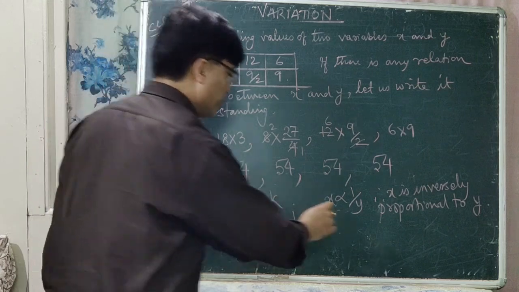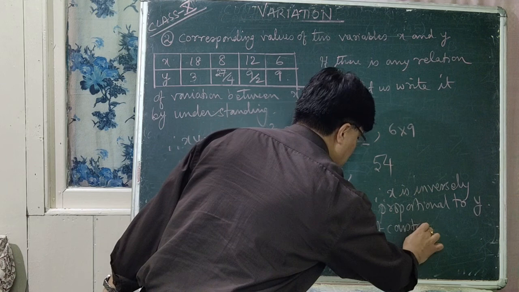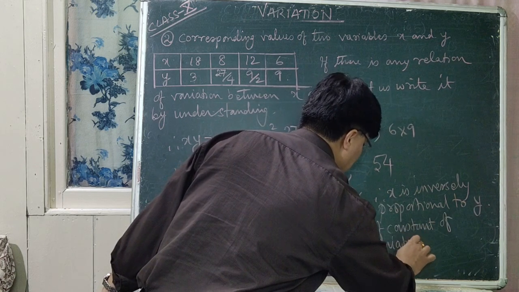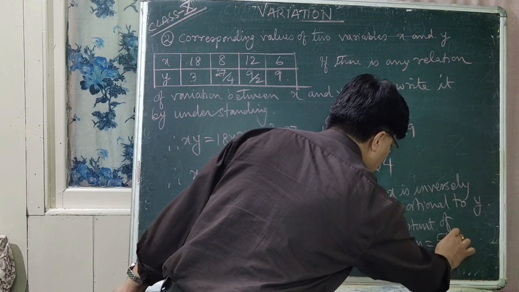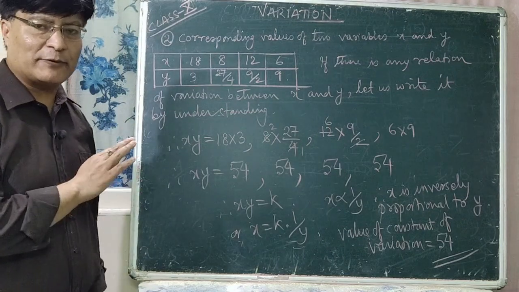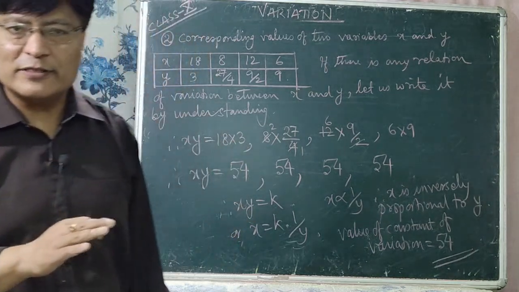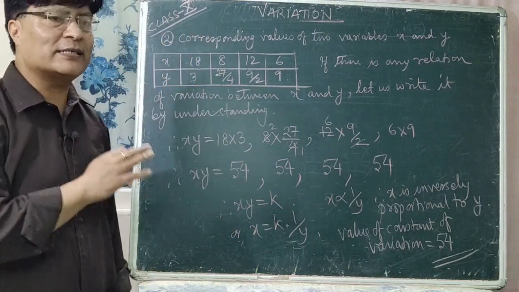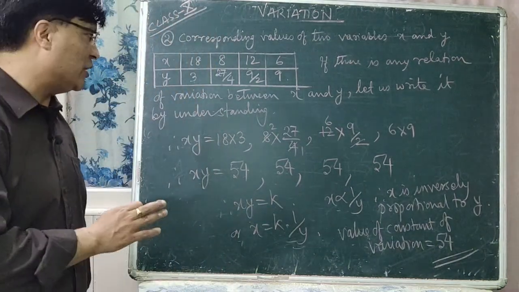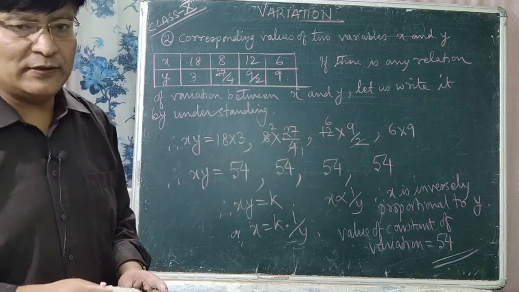So what is the value of the constant of variation? It is 54. Value of constant of variation is equal to how much is it? It is 54. So what type of relation is there in between the two variables x and y? x varies inversely as y, or you may write x is inversely proportional to y. And what is the value for constant of variation? The value for constant of variation is k, which is equal to 54.